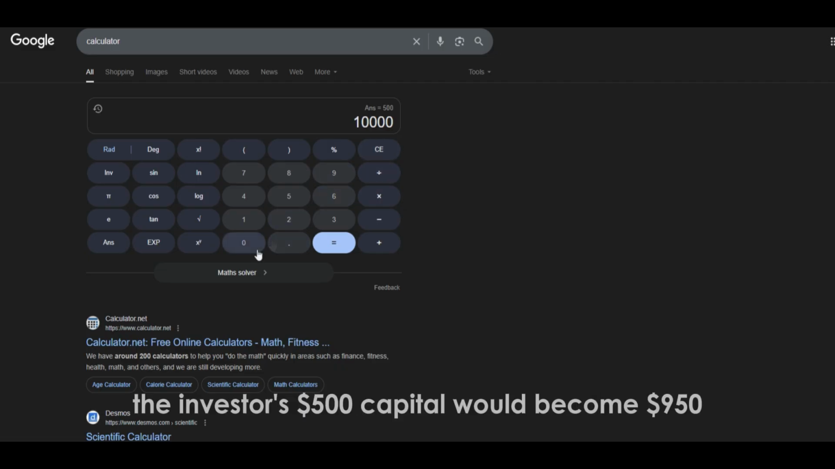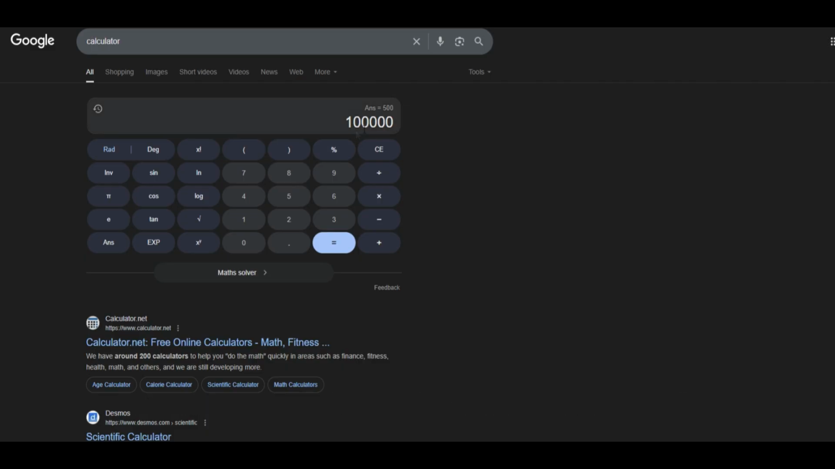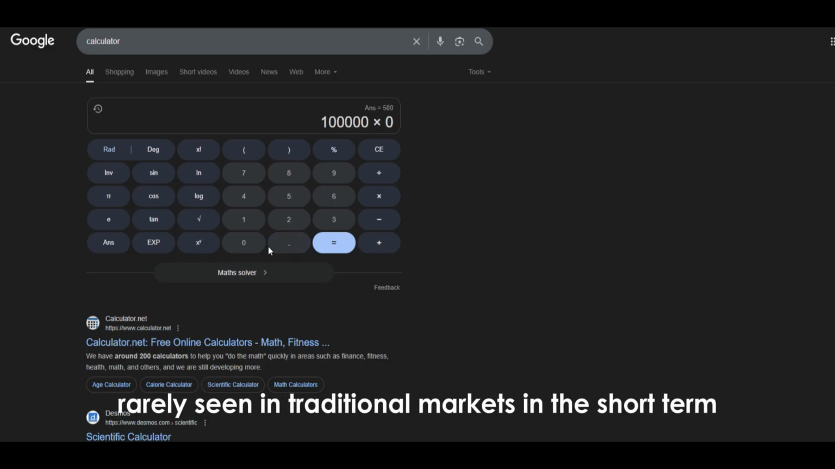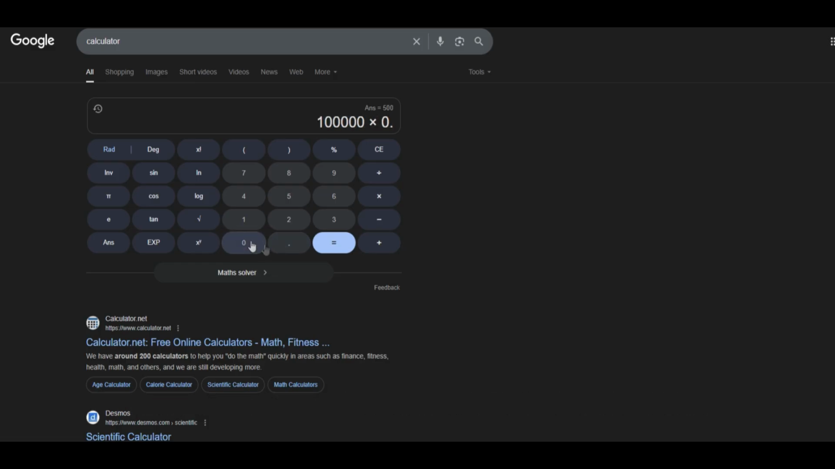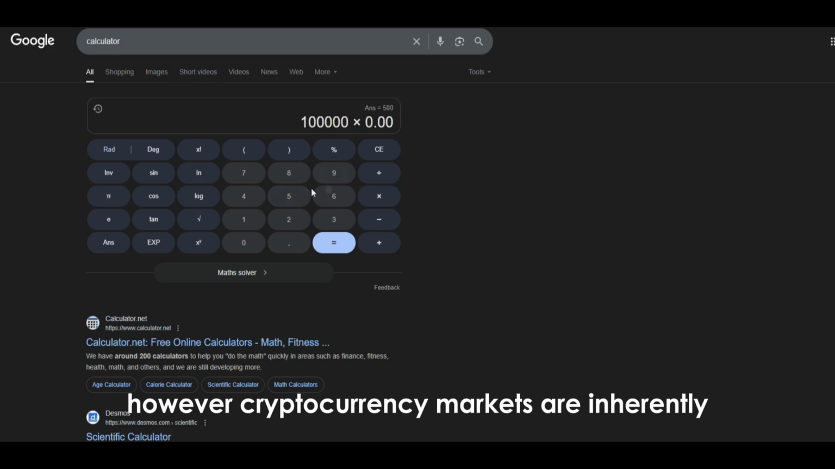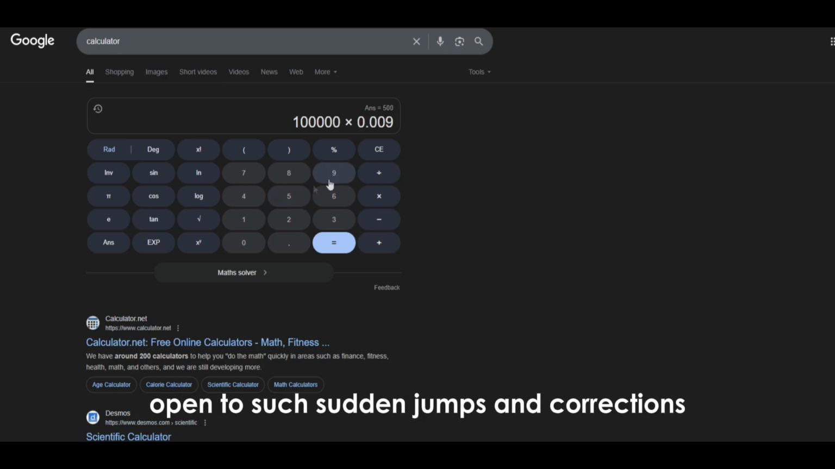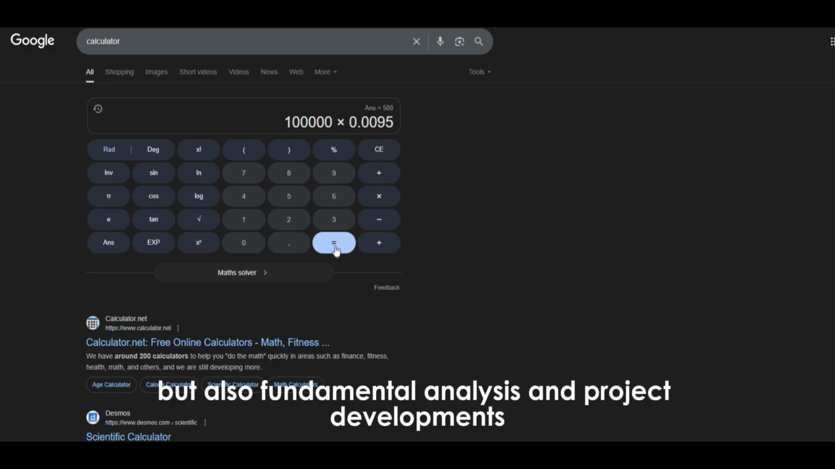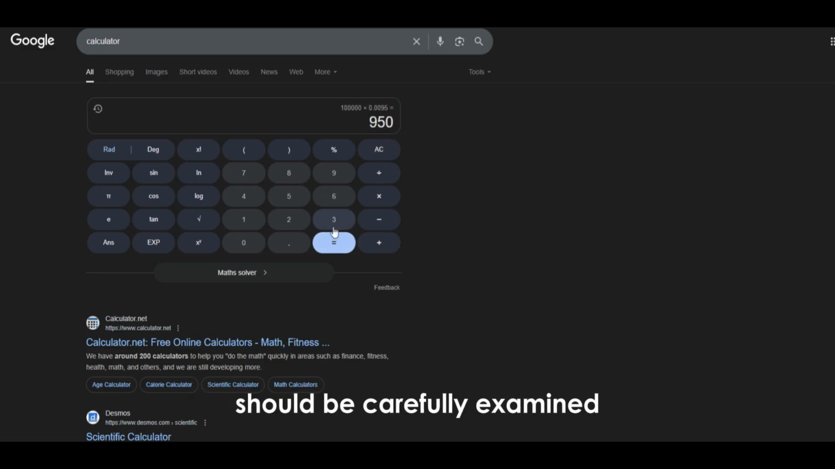In other words, the investor's $500 capital would become $950 if the target price is realized. This means the investment would increase in value by approximately 90%. This rate is a return rarely seen in traditional markets in the short term. However, cryptocurrency markets are inherently open to such sudden jumps and corrections. To understand whether Zbcn has the potential to make this jump, not only technical data, but also fundamental analysis and project developments should be carefully examined.